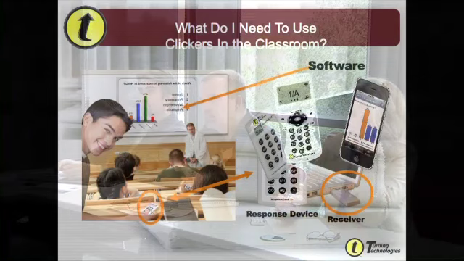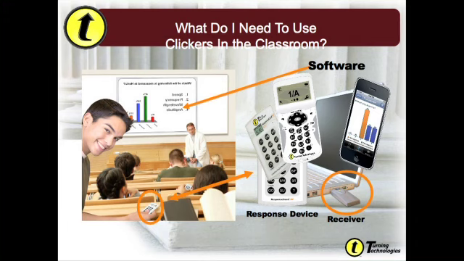So what do you need to actually use clickers? Obviously, we need the clicker. The student needs to have this in their hand. But for the instructor, there's two essential components. One is the software. So you download the software. We have two different softwares, Turning Point, which is a direct integration of Microsoft PowerPoint. And the second one is Turning Point Anywhere, which is this floating toolbar that's at the top right of the screen there.